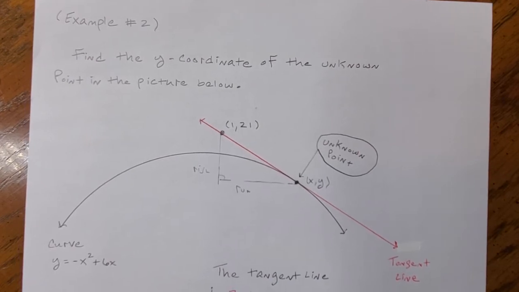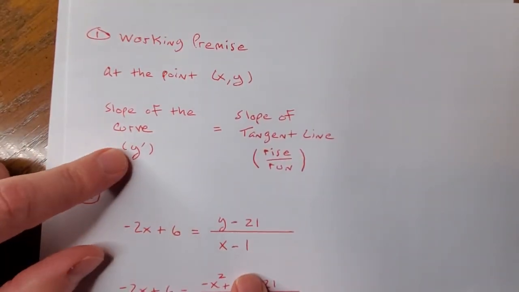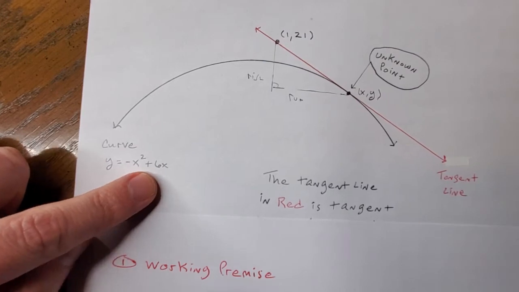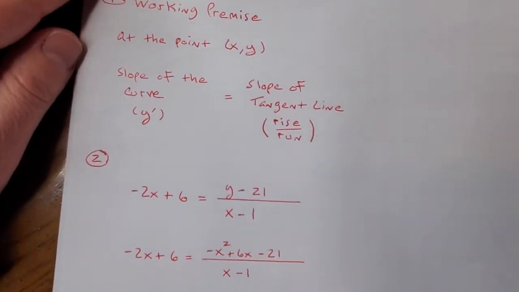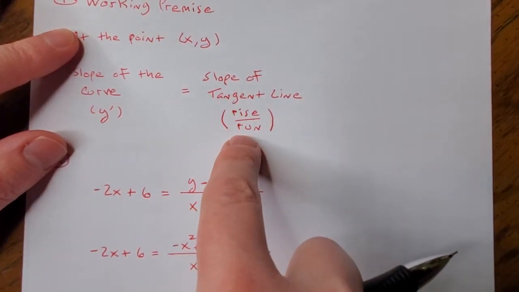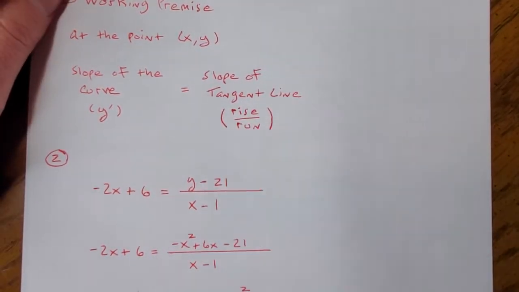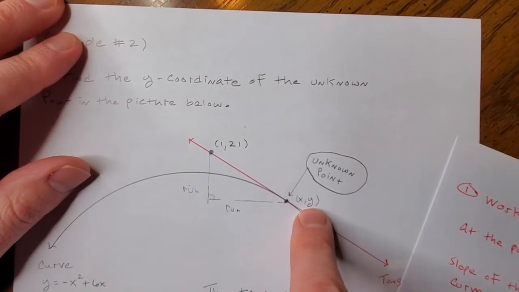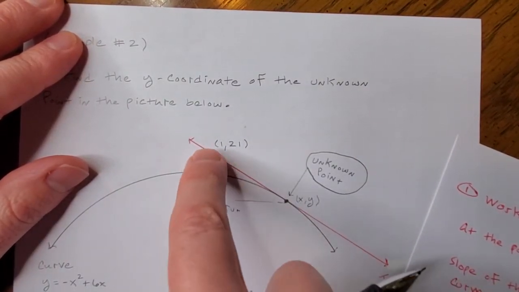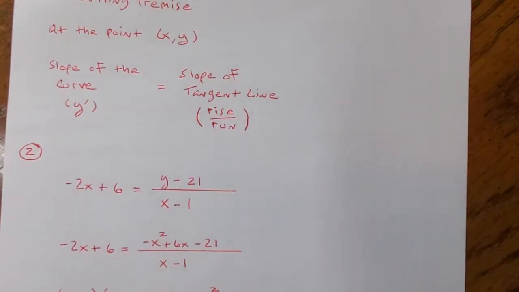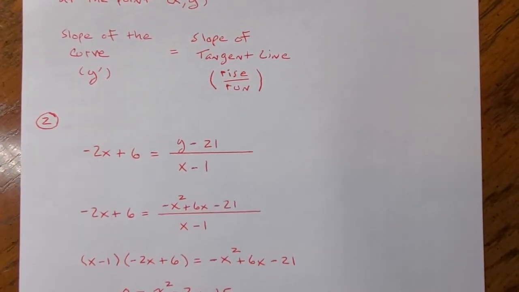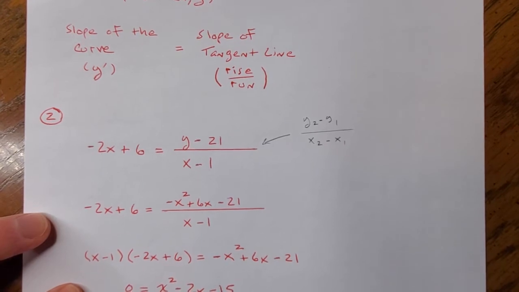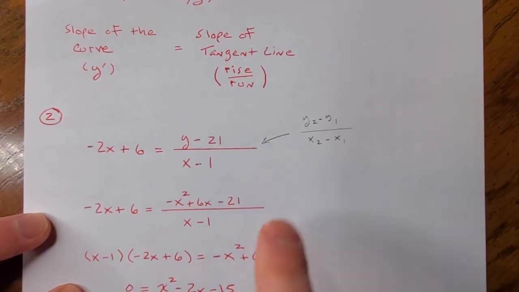So here's where we can take that. y prime, the derivative of negative x squared plus 6x, is negative 2x plus 6. Then the slope of that tangent line, from the rise over run formula from algebra, is going to be y minus 21 over x minus 1. Now, you may have learned that, let me see, how did you learn that? What did the formula look like when you learned rise over run in algebra? Did it look like that? Yeah, that's all I'm thinking about and all I'm using when I did this.